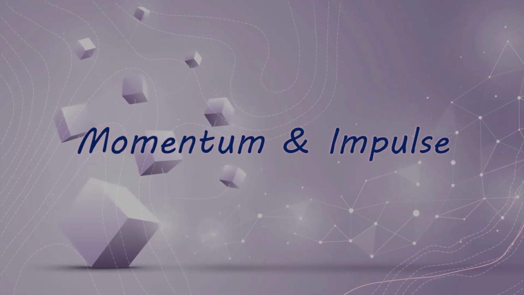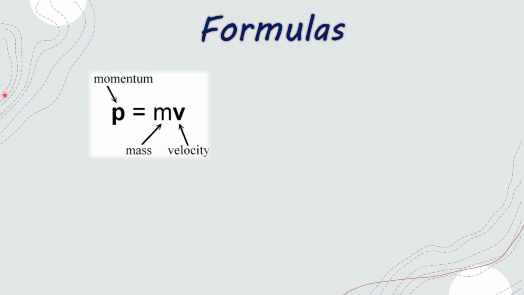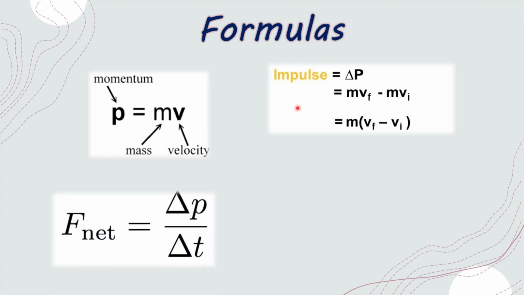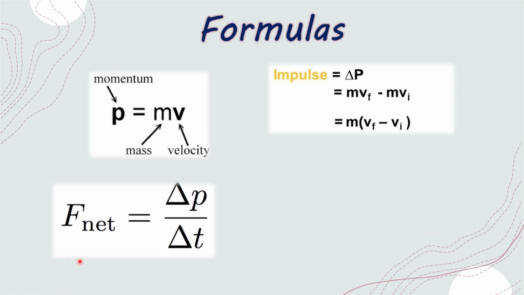Momentum and impulse. In this section, there are many different formulas that we use, and here are a few. The first one being momentum, the second one being impulse, the third one being your F net, and the last one being the most common one.